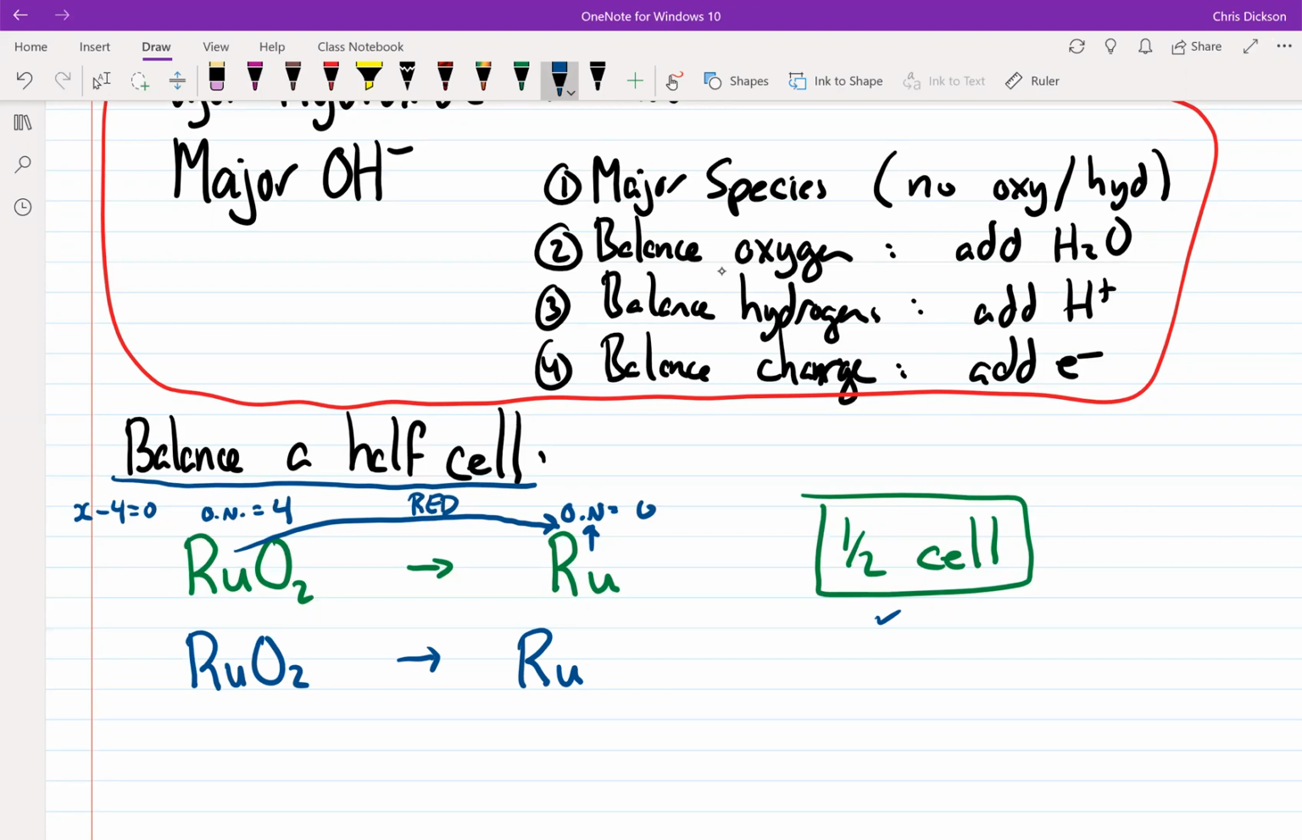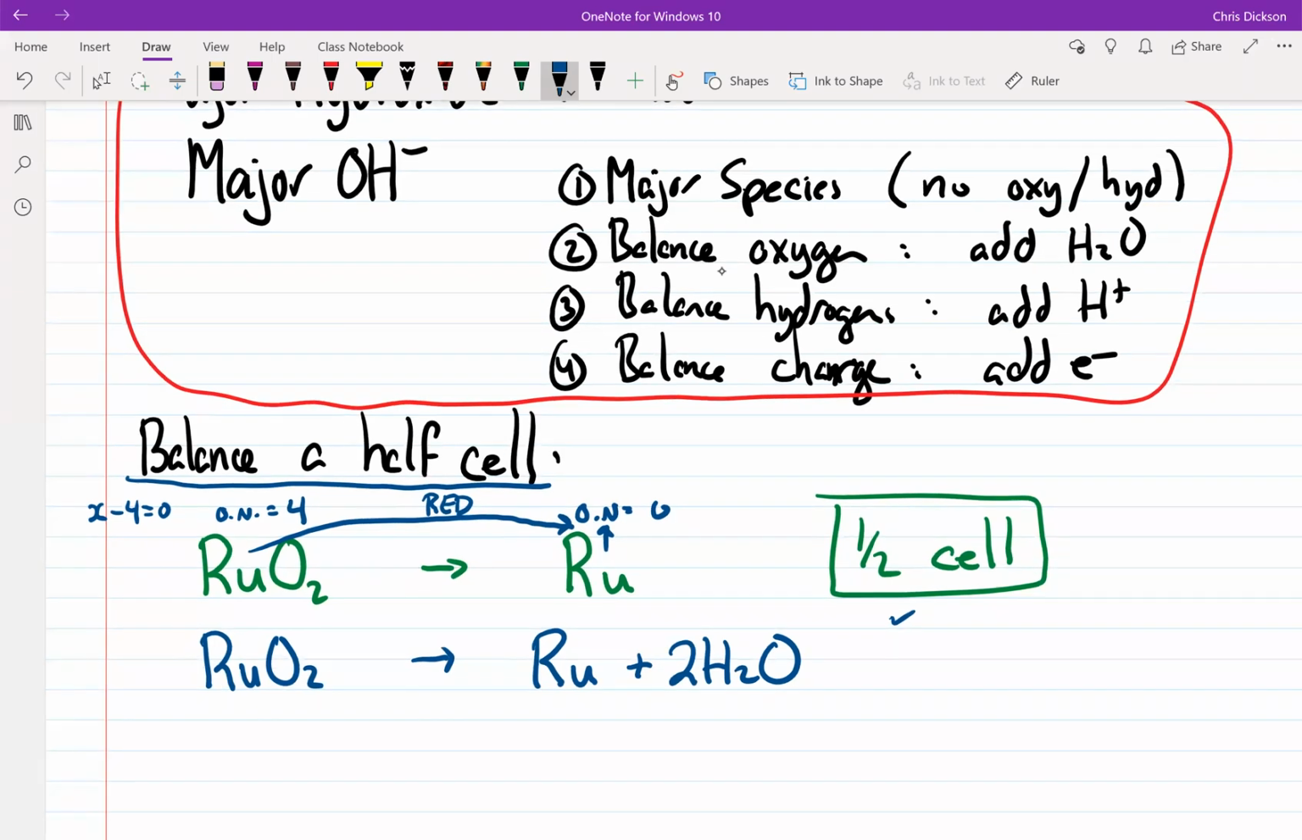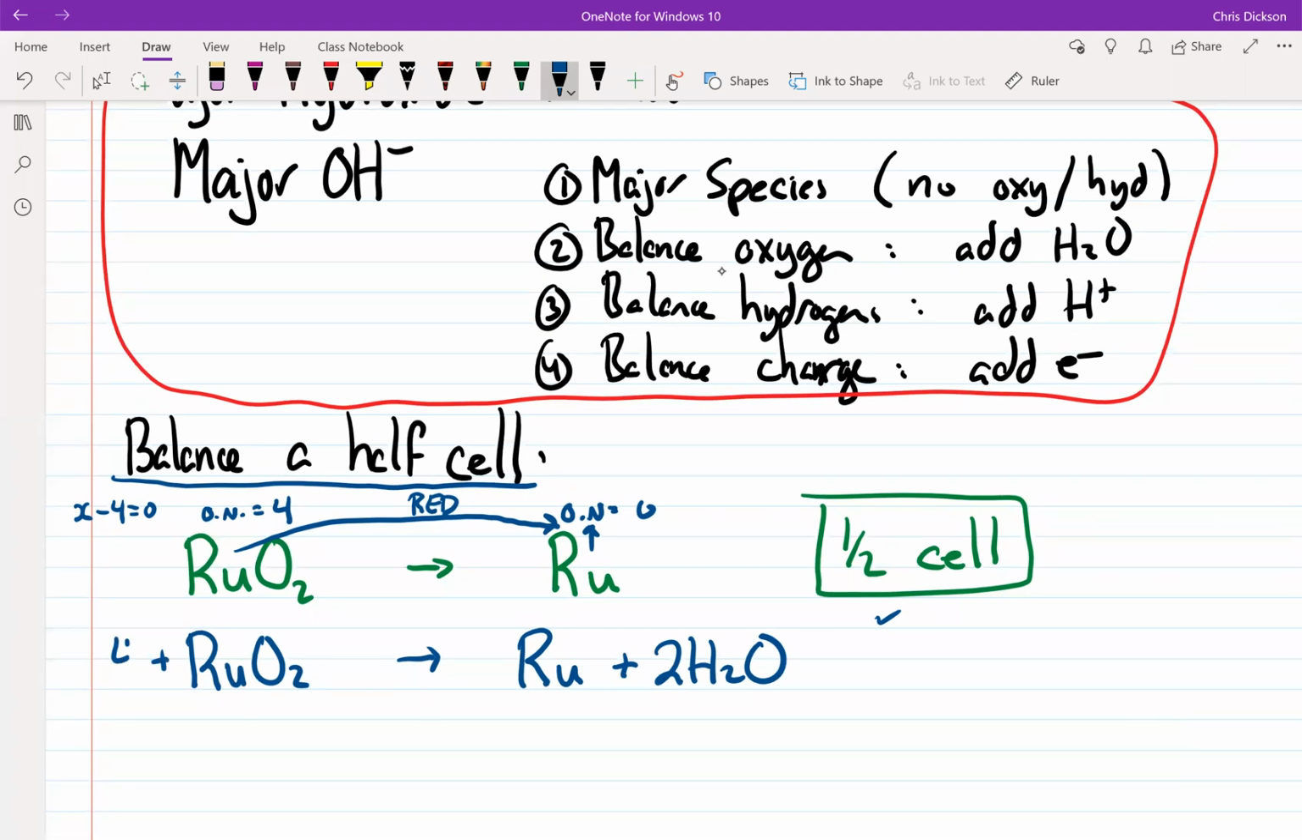So now I go to balance out the oxygens, and I notice there's 2 oxygens on the left and no oxygen on the right. So I need to add some oxygens here. But in order to do that, I use water to be the oxygens. I need to have 2 oxygens, so I add 2 waters to that side. And now I've just introduced a bunch of hydrogen, so I have to take care of the hydrogens. I've added 2 waters, so I've introduced 4 hydrogens. So I'm going to add 4 H plus. And now I've balanced my major species, my oxygen, and my hydrogen.